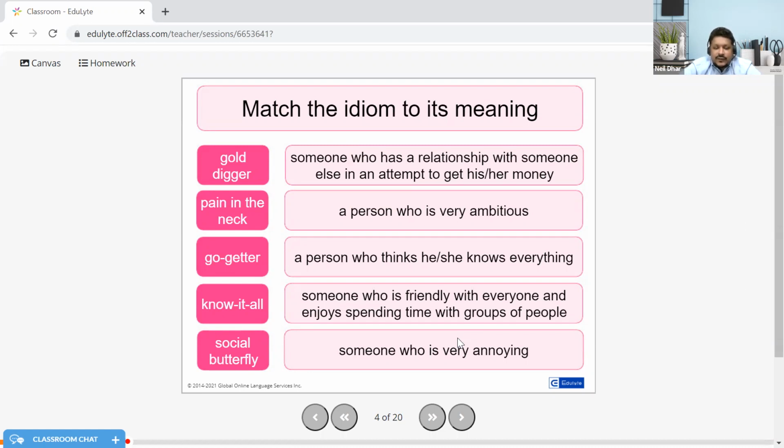Okay, let's look at the first option, gold digger. A gold digger would normally mean someone who has a relationship with someone else in an attempt to get his or her money.